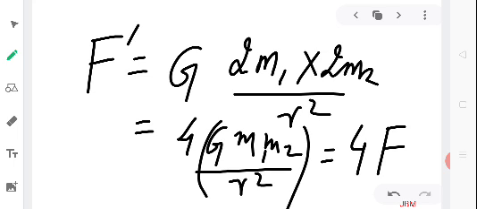This means there is a direct change. If the masses increase, the force of attraction will also increase. So I was already telling you in the beginning of this session that the force of attraction existing between two objects is visible only when the masses are huge.